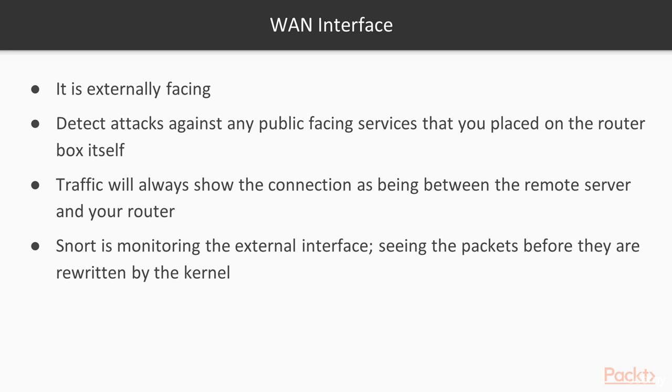The main limitation is that even though monitoring from the WAN interface will show you any malicious traffic between a remote server and a computer behind your router, the traffic will always show the connection as being between the remote server and your router. This is because Snort is monitoring the external interface. It is seeing the packets before they are rewritten by the kernel.